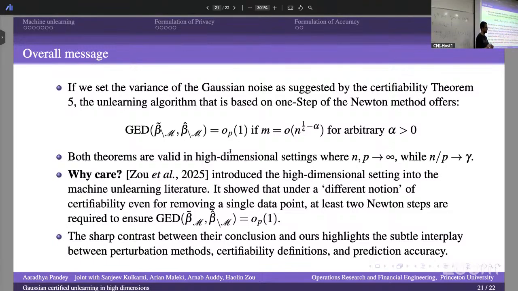But that was under a different notion of privacy. Here we switch the notion of privacy from pure epsilon to this epsilon Gaussian, and it turns out that under this notion actually 1 Newton step is enough, but here you just add Gaussian noise.